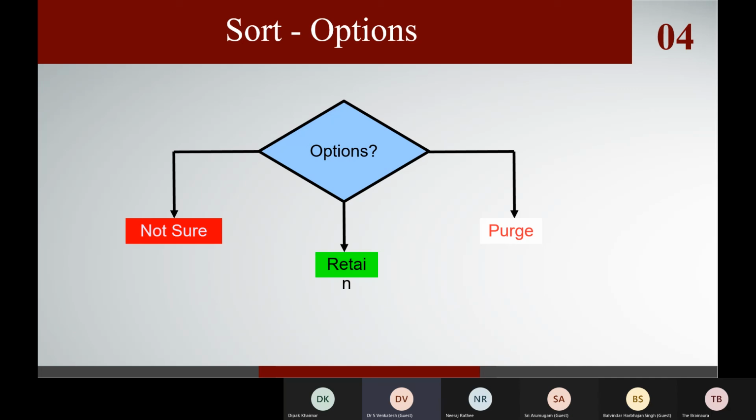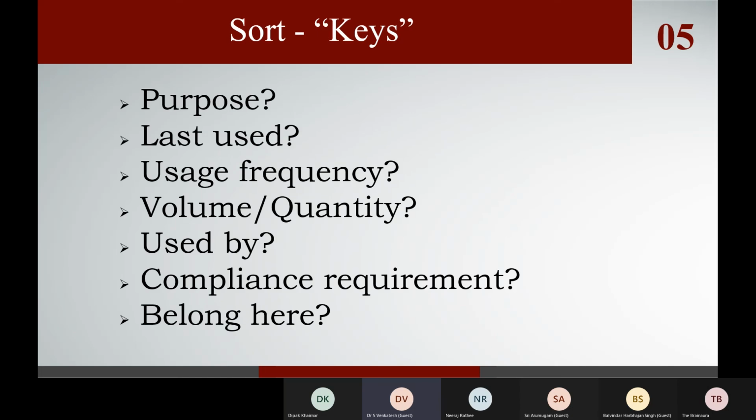Okay. So now coming back to the options. As we discussed, we have three options when we sort an object: whether we retain it, purge it, or not sure. Okay. Next slide. So next we will discuss some tools or methods and keys, on what basis you make a decision. So these seven keys to that question are very, very important. This is how the answers to these questions will determine which of the options to take for a particular object or an item. Okay.